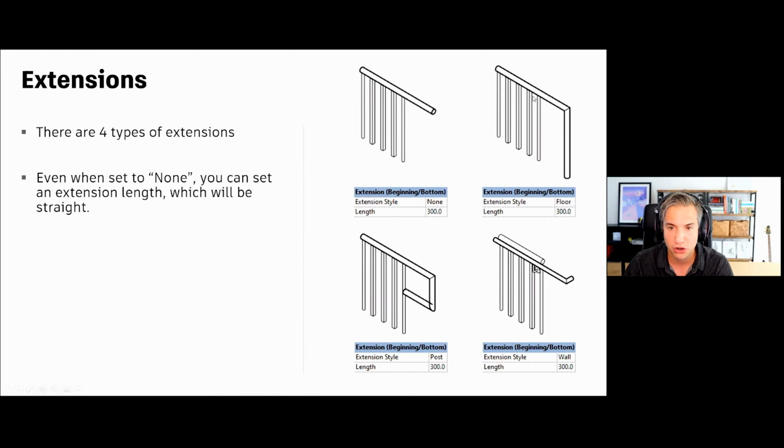With a floor extension, the top rail will go all the way down to the floor. The post will create a return like this at the halfway point of the railing. And the wall extension style is usually used for handrails. You don't really use this for top rails. It is to create a small return to match the railing path line.